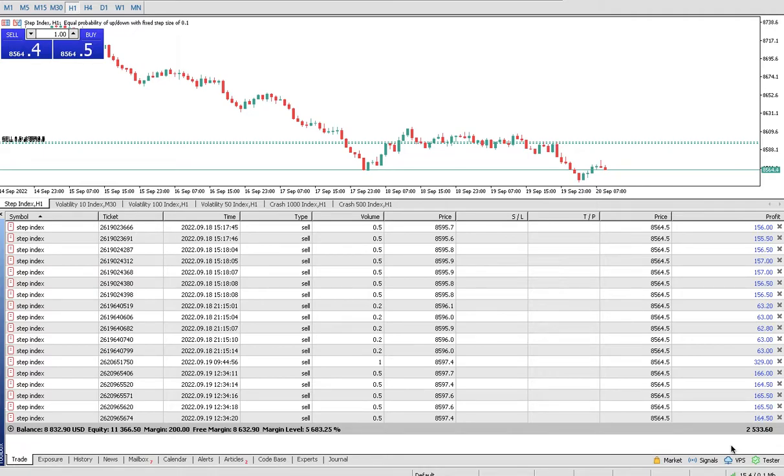Currently this is Step Index. You may be wondering, how did I get this? We actually took this signal, I gave this signal on our signal channel, and I'm going to explain to you how I actually got this profit with this simple trading market structure for volatility. There are several market structures that I've discovered that work more on volatility compared to other markets.